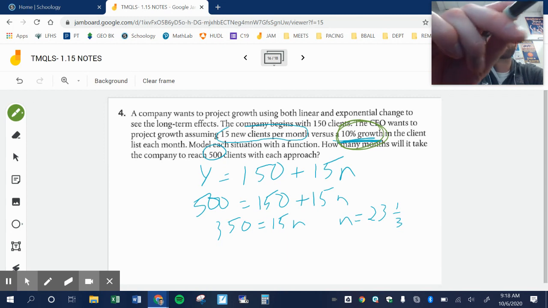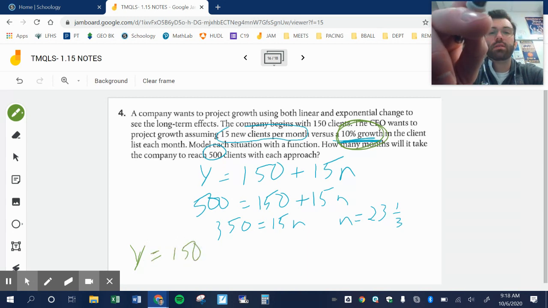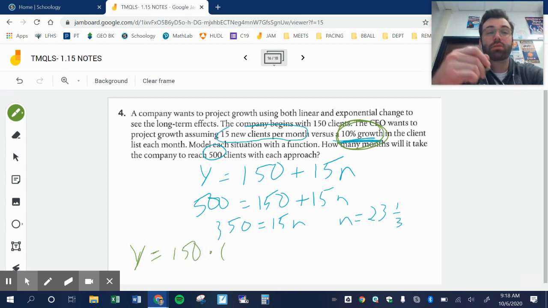Now I want to approach it from a 10% growth. 10% growth means that I'll have y equals 150 times 1.10 to the n, for a 10% increase each month. How long would it take to reach 500? Well, we can do this two ways. I can use logs to help me solve, and I know once I say that, you all are going to freak out a little bit, so I don't necessarily want to use logs. What I would recommend for now, until we review our log properties, is to guess and check.